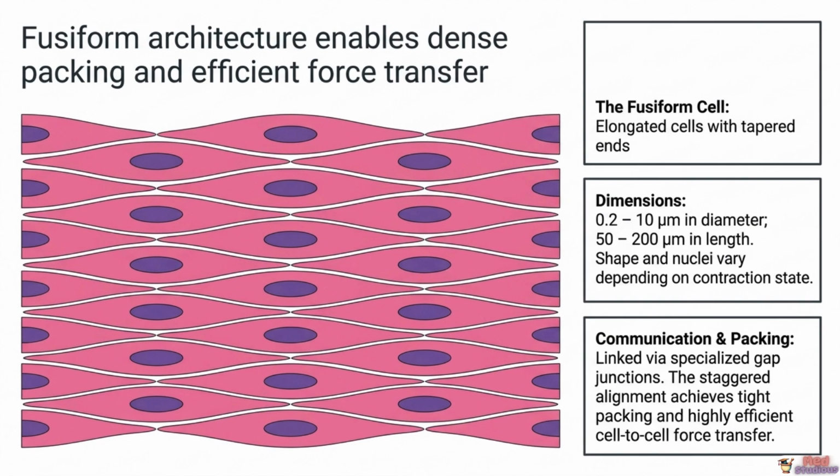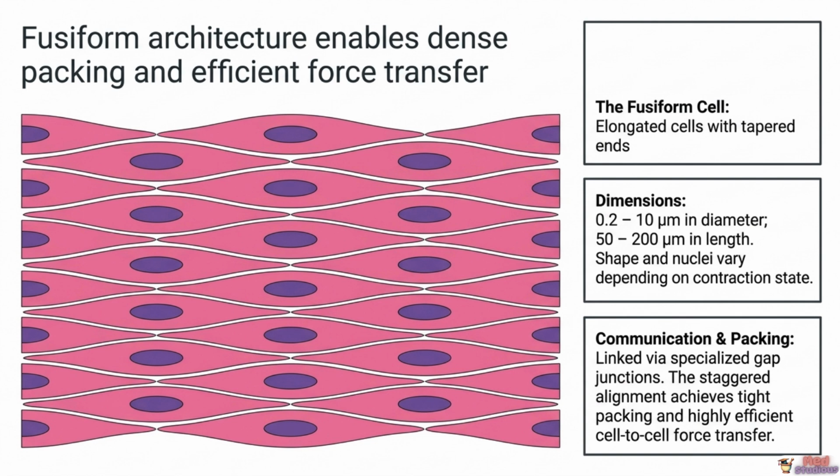When we look at individual smooth muscle cells, their physical shape is perfectly optimized for their function. They exhibit a fusiform architecture, meaning they are elongated cells with distinctly tapered ends. They are quite small, ranging in dimensions from just 0.2 to 10 micrometers in diameter and 50 to 200 micrometers in length. Interestingly, their exact shape and the appearance of their nuclei will actually vary depending on their current state of contraction. This unique fusiform shape isn't just for show, it enables incredibly dense cellular packing.